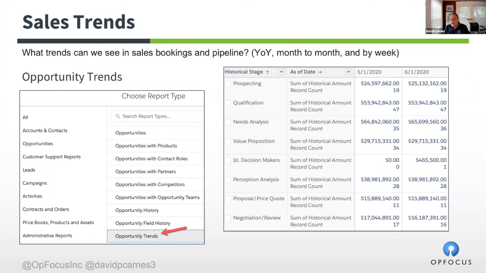Okay, so with this Opportunity Trends, it's available to you. There are a couple of nice powers to this, and what you're seeing is the historical value of prospecting, the historical value of qualification month over month. What's the total pipeline? What's the number of deals, et cetera.